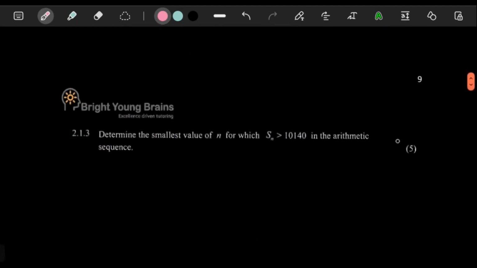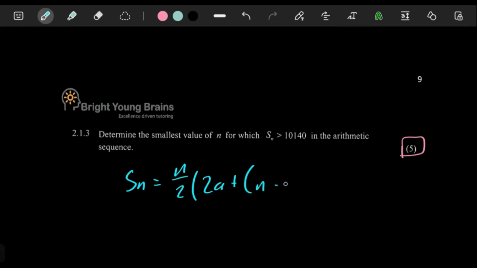The next one says, for 5 marks, determine the smallest value. Determine the smallest value of what? Determine the smallest value of n for which Sn is bigger than 10,140 in an arithmetic sequence. Determine the smallest value of n for which Sn is bigger than this in the arithmetic sequence. So in the arithmetic sequence that we're talking about, which is the sequence of first differences, we know that Sn is equal to n over 2 times a, n minus 1 d.